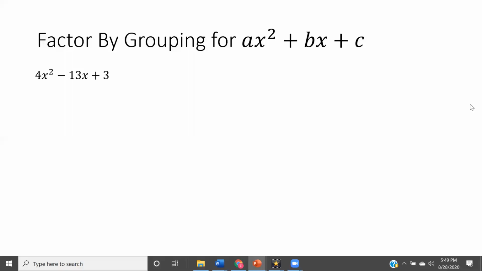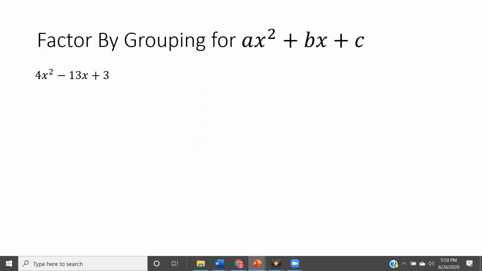So let's get into it. So I have 4x squared minus 13x plus 3. First step, check to see if I can pull out a GCF, because my life will be made a lot easier if that's the case. Unfortunately, nothing fits into 3, 13, and 4 other than 1, but that doesn't really help us a whole lot.